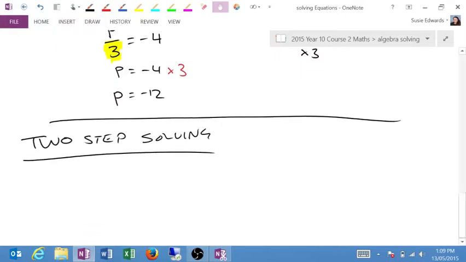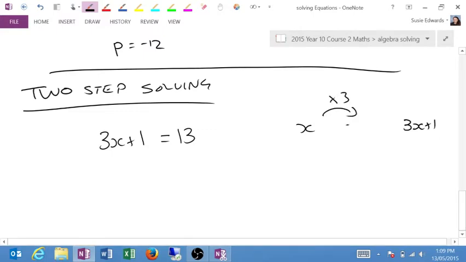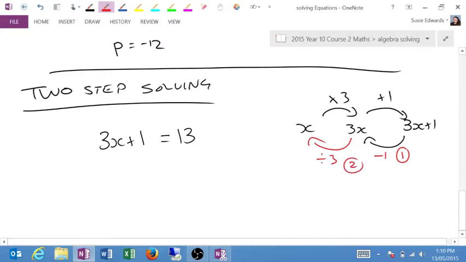So if we look at something like 3x plus 1 equals 13. How did we get from x to 3x plus 1? We times by 3 first to get 3x. Then we added 1 to get 3x plus 1. So to unravel it, and this is where the order matters, we have to take 1 first. Then we have to divide by 3 second. So this helps us to tell which thing to get rid of first.